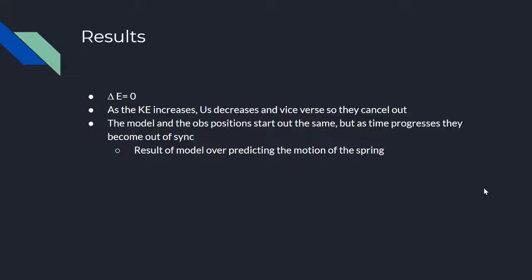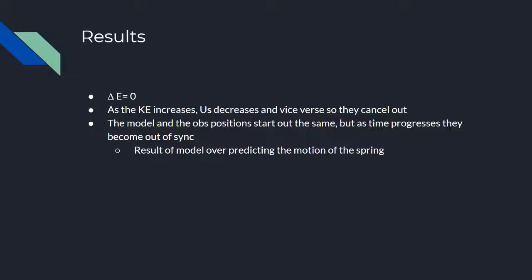The results of this lab demonstrate the change in energy of the system to be 0 because it was closed. This was visualized by the orange line in the results of the Python code. As kinetic energy increases, potential energy decreases and vice versa, so they cancel out.